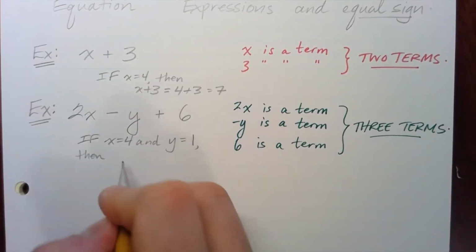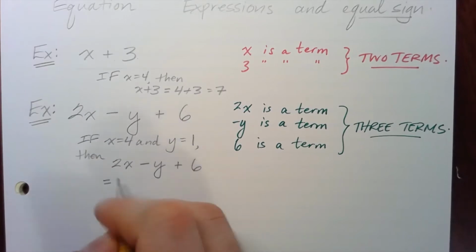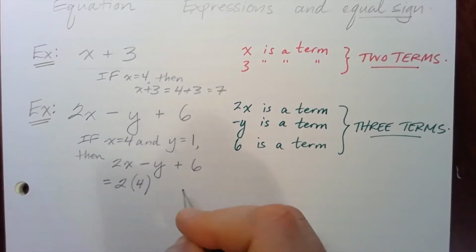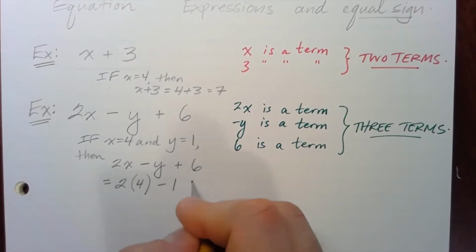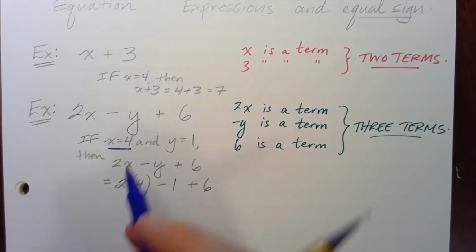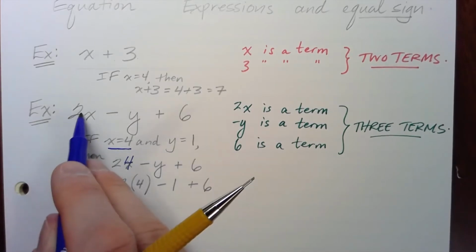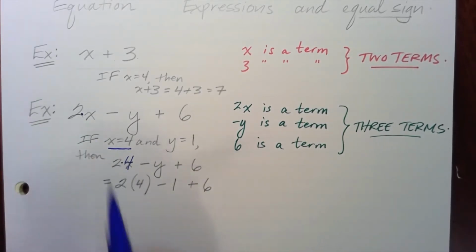Okay, then 2x minus y plus 6 is the same as 2 times 4 minus 1 plus 6. And again, I want you to get more comfortable with this parentheses to mean multiplication. This means 2 times 4, okay? And I got that because the x was 4, so all I did was plug in a 4 where the x was. And notice that I'm not turning this into the number 24 because this is 2 times x, so this is going to be 2 times 4.